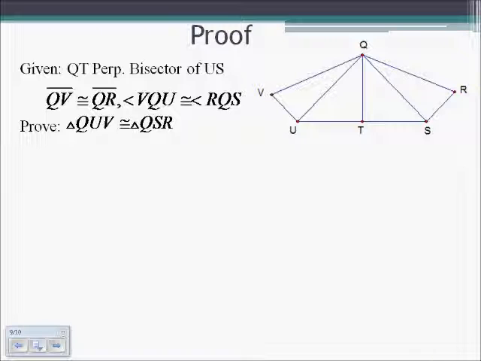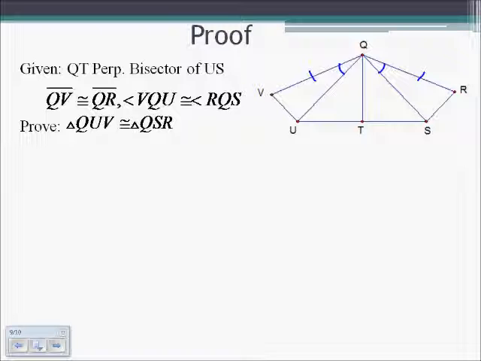Alright, last example here. Given QT is the perpendicular bisector of US, also that QV is congruent to QR, and angle VQU is congruent to angle RQS, prove that triangle QUV is congruent to triangle QSR. So we have a lot of pieces. Let's mark up one at a time. QV is congruent to QR. And VQU here is congruent to RQS. And we also have something about a perpendicular bisector, which we'll get to.